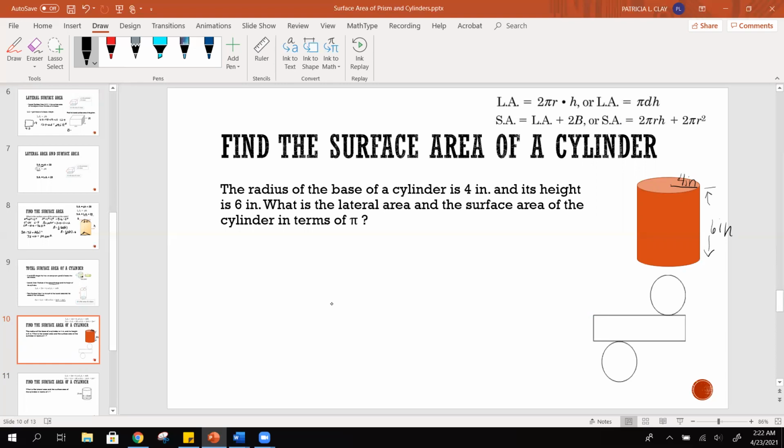That's the first part. I did a net down here just to help us. Sometimes it might help us at first to get used to it. This part right here is going to be 2 times pi r times h. Let's plug in our values. I'll write it down here. We have 2 times pi times r, which is 4, times 6. 4 times 6 is 24, times 2 is 48. So that's going to be 48 pi.